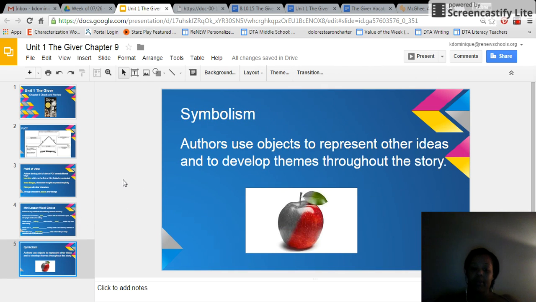Symbolism. Symbolism may be new to you. Authors use objects to represent other ideas and to develop themes throughout the story. What do you think this picture is symbolizing? And you will have questions about other symbols throughout the book.